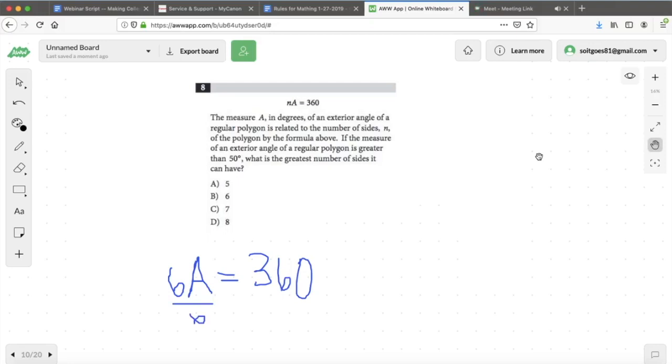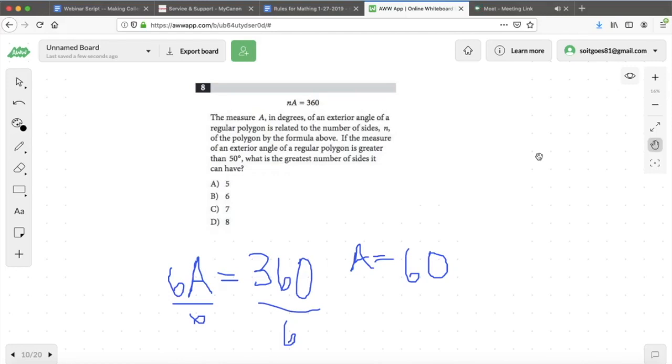Looking good. Looking really, really good. And what's A going to be when n is 6? Yeah, A is 60. Now, hold on. 60 is bigger than 50. So B is a possibility. But now we can eliminate answer choice A. Mm-hmm. Does it make sense why we can eliminate A? Because it's bigger than what A is.